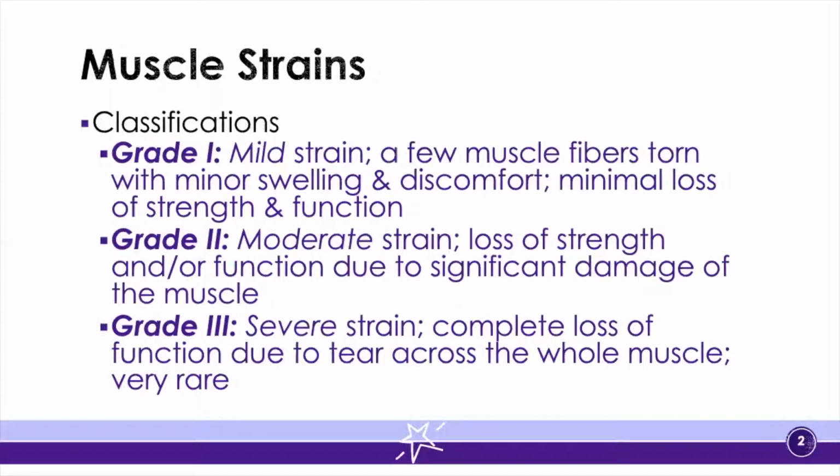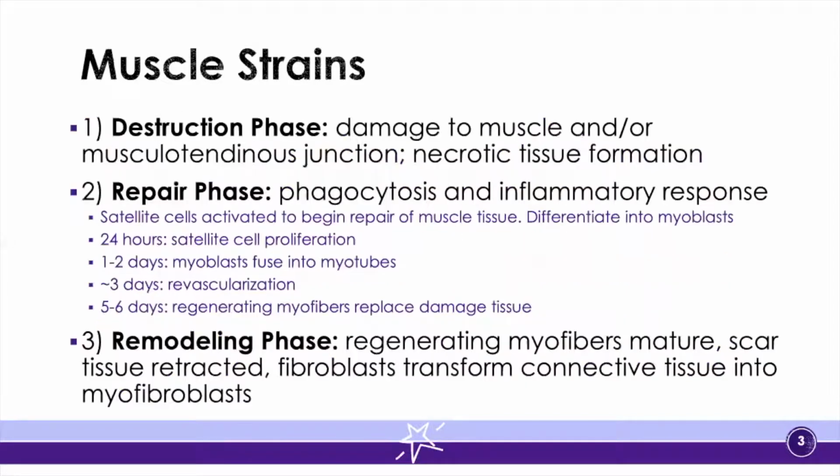A grade 2 is more of a moderate strain in which you do get a loss of strength and function because of more damage that's occurring to the muscle. And then our grade 3 would be a severe strain in which we're dealing with a complete loss of function, usually because of a tear across the entirety of the muscle. And these are usually pretty rare.